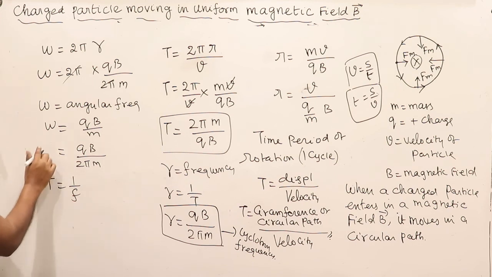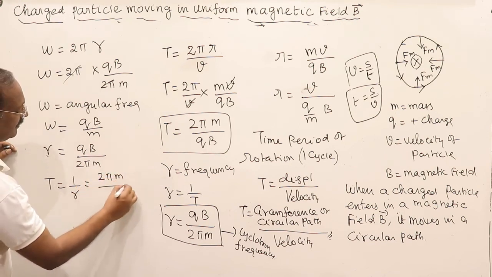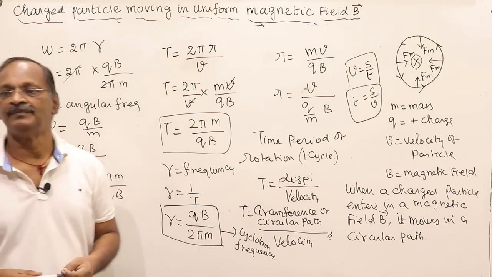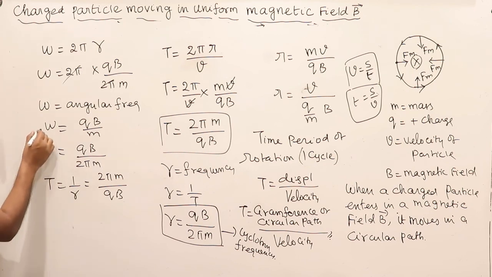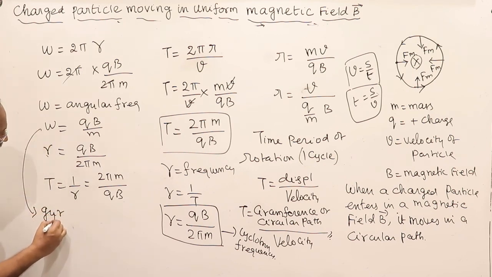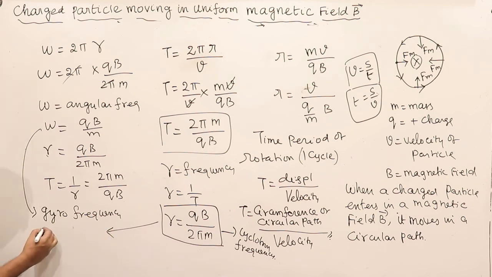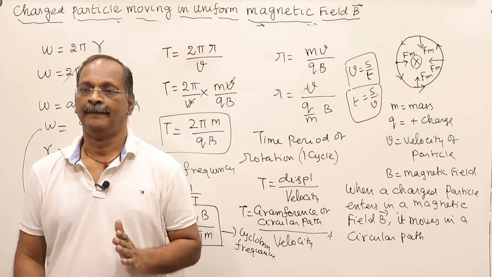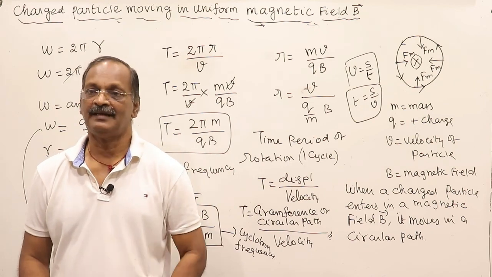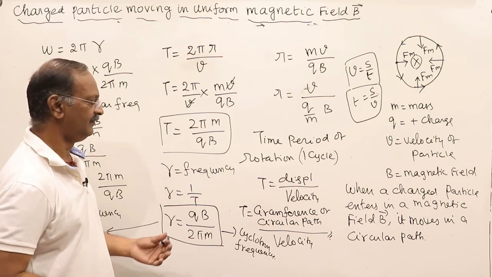So we will use this symbol because most of the books use this symbol. Time period is equal to, reverse it, that is 2 pi m by qB. This is the time period of this one. So this angular frequency is also known as gyro frequency, and this is linear frequency. It's called cyclotron frequency. See, this funda we are going to use in cyclotron. That is, whenever a charged particle enters a magnetic field at right angles to it, it will undergo a circular path motion. This is the funda we are going to use in cyclotron.